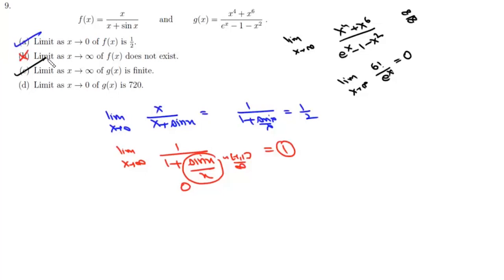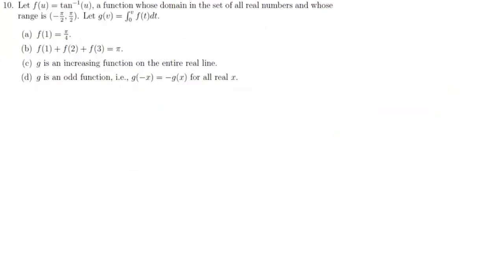Now we look at this option D, limit x tends to 0, gx. Now we use L'Hopital's rule in this. We can write limit x tends to 0, 4x cube plus 6x to the power 5 upon e to the power x minus 2x. Now this limit, it is 0. So this option D, it is incorrect. So the correct options are A and C.